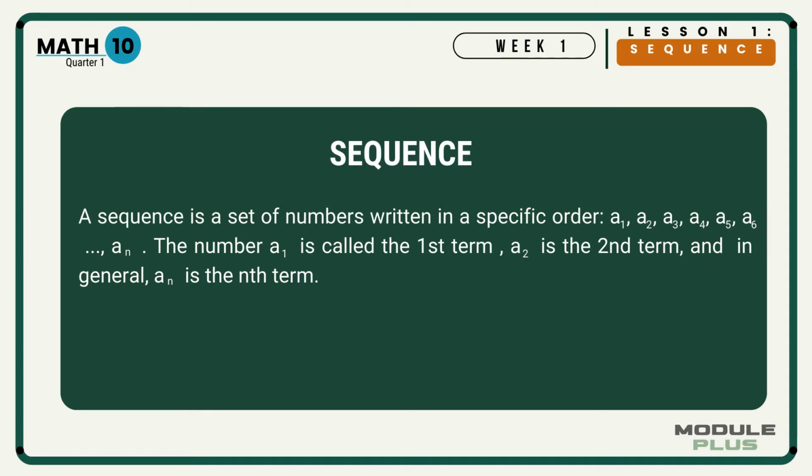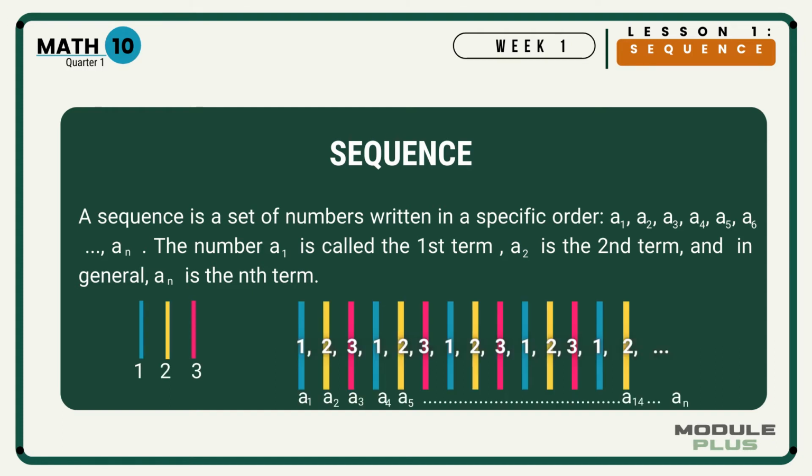Now, let's define what a sequence is. A sequence is a set of numbers written in a specific order: A1, A2, A3, A4, A5, A6, up to An. The number A1 is called the first term. A2 is the second term. And in general, An is the nth term.